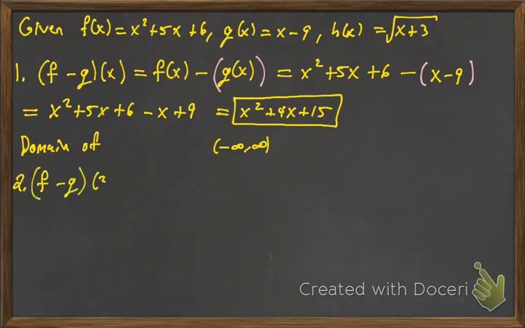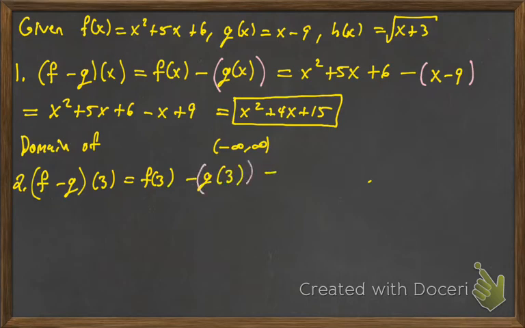Number 2, f minus g of 3. So I have actually two possibilities. I could plug 3 into my formula I just found, or I can do it following the definition, which would be f of 3 minus g of 3.